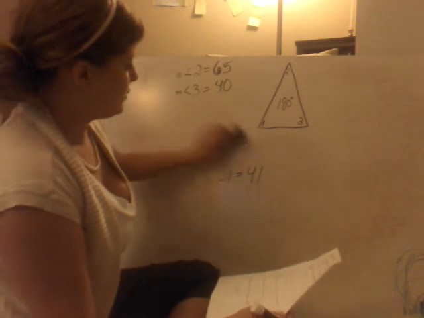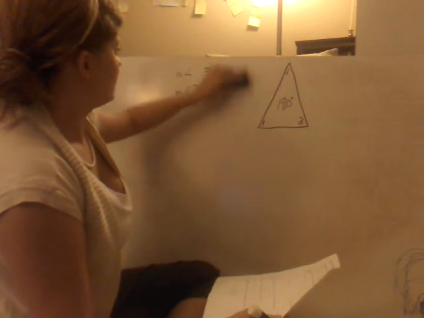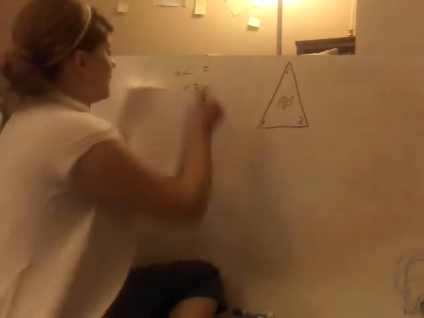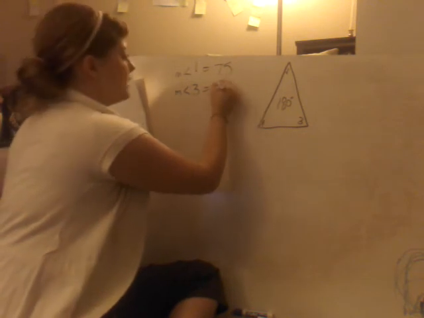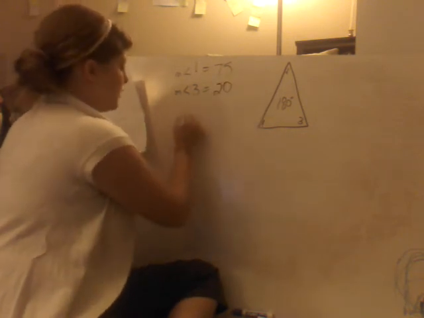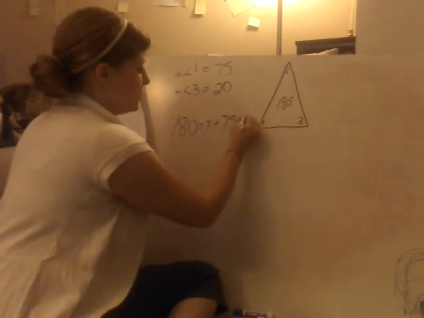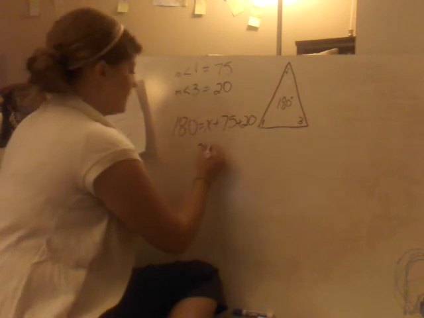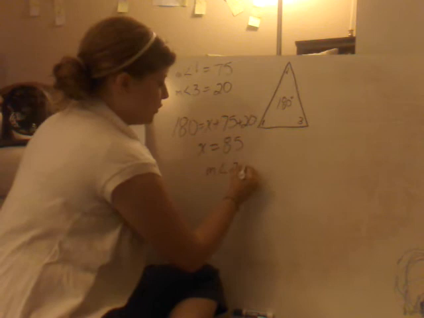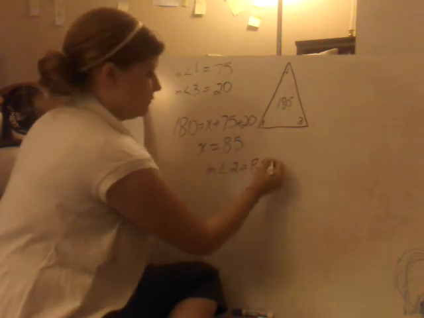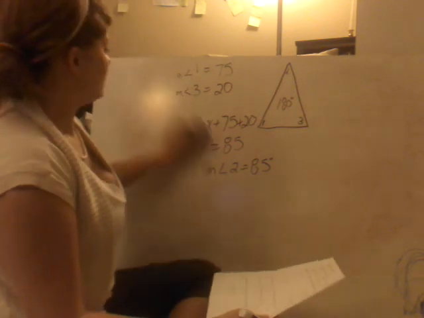So the next one, number 8, gives us angle 1 and angle 3. It tells us that angle 1 is equal to 75 degrees and angle 3 is equal to 20. So I do the same thing. 180 is equal to X plus 75 plus 20. My X is equal to 85, or the measure of angle 2 is equal to 85 degrees. Okay? Let's see, 1 and 3 again.